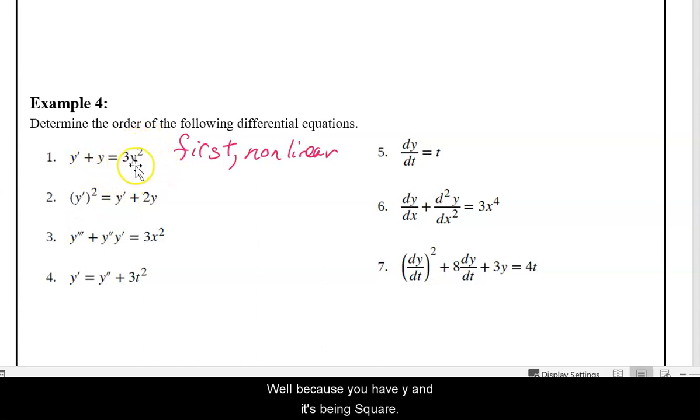Why is it nonlinear? Well, because you have y and it's being squared. Remember that in the equation of a line, you have x and y, and they're both raised to the first power. They're not multiplied by each other, and they're not composed with each other. That's sort of what we mean when we talk about linear in mathematics. Let's now look at this one here. This one has, again, the first derivative. Yes, the first derivative is being squared here, but it's still the first derivative. So the order of this one is, again, first order, and it is also nonlinear.